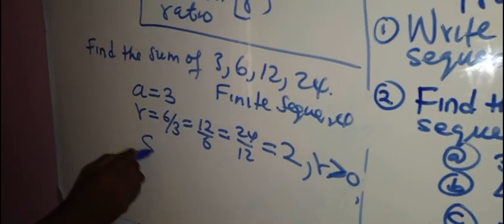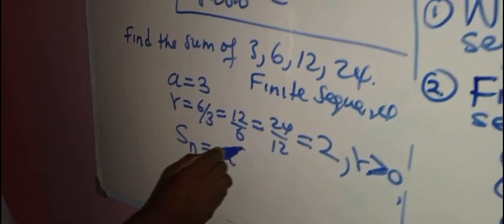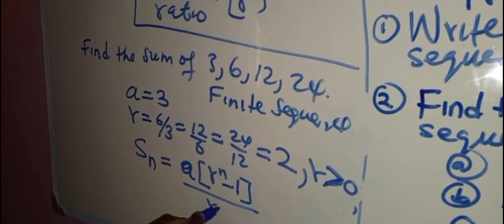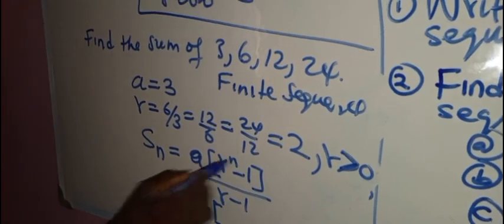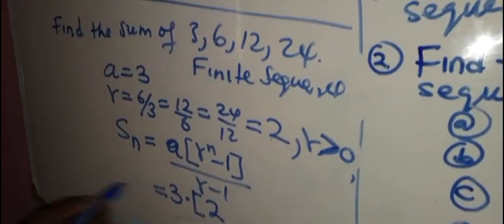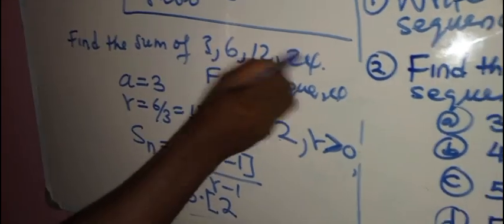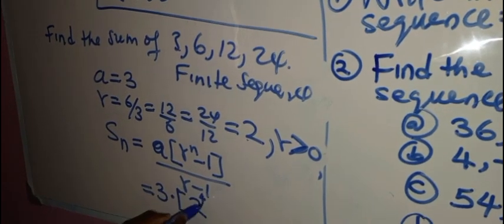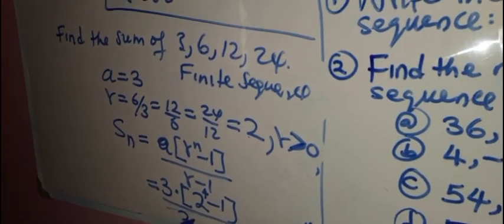So the sum now, according to the formula, is a(r^n - 1) over r - 1. Now let's substitute. My a is 3, bracket, r is 2. I put my 2 raised to power n. N means number of times: 1, 2, 3, 4. So n is 4. Can you see that? So raised to power 4 minus 1, everything over, r again is 2, that will be 2 minus 1.